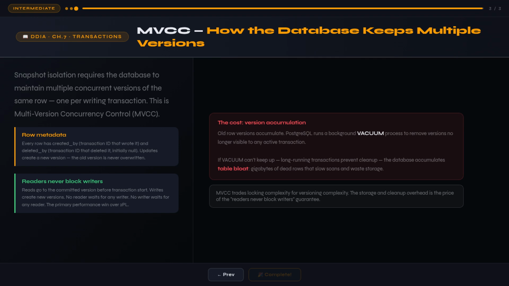Old versions of rows accumulate. PostgreSQL runs a background process called vacuum that periodically removes versions that are no longer visible to any active transaction. If vacuum can't keep up, because transactions run too long or vacuum is misconfigured, the database accumulates table bloat, gigabytes of dead row versions that make storage and scans progressively slower. MVCC turns the isolation problem from a locking problem into a versioning problem. That trade-off, storage and cleanup complexity in exchange for concurrency, is one of the most important design decisions in modern database engineering.